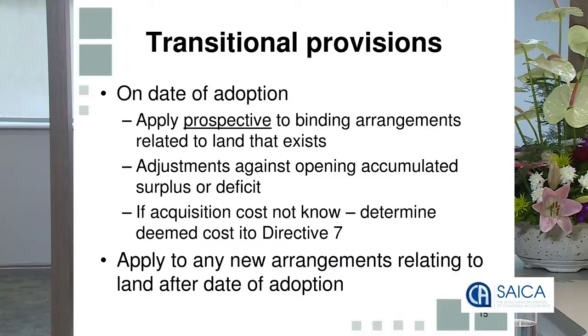With regard to the transitional provisions, the proposed interpretation clarifies that on the date of adoption, an entity needs to apply this interpretation prospectively to binding arrangements that relate to land. Any adjustments need to be made against the opening accumulated surplus and deficit. And if the acquisition cost is not known, the entity may determine a deemed cost to be the fair value in terms of Directive 7. The entity also needs to apply the proposed interpretation to new arrangements that are entered into after the date of adoption of the proposed IGRAP.